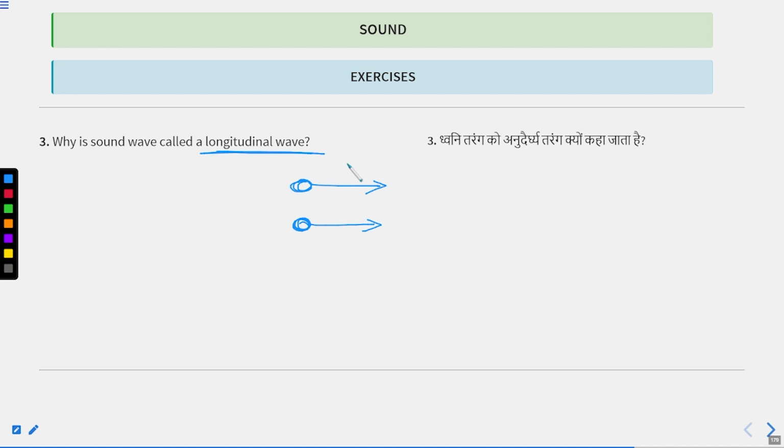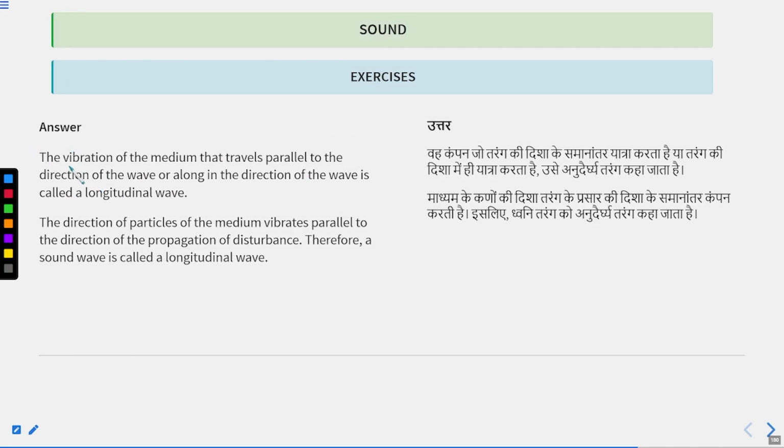So explanation is clear. Its detailed answer is, the vibration of the medium that travels parallel to the direction of wave or along the direction of wave is called longitudinal wave. This is the definition of longitudinal wave. Now, why sound is a longitudinal wave? Because the particles of the medium vibrate parallel to the direction of propagation of disturbance. So the sound wave is called a longitudinal wave. Is it clear, class? So now let's move on to next question.